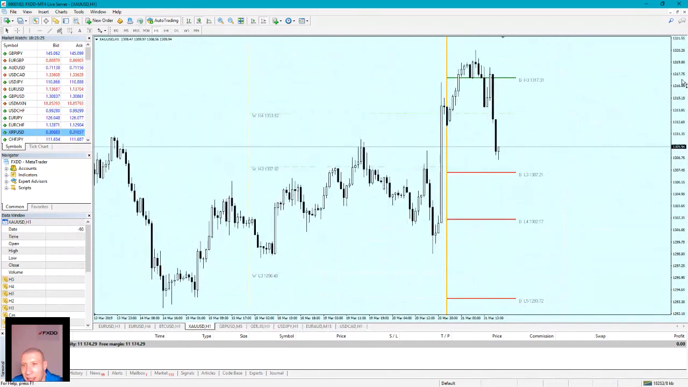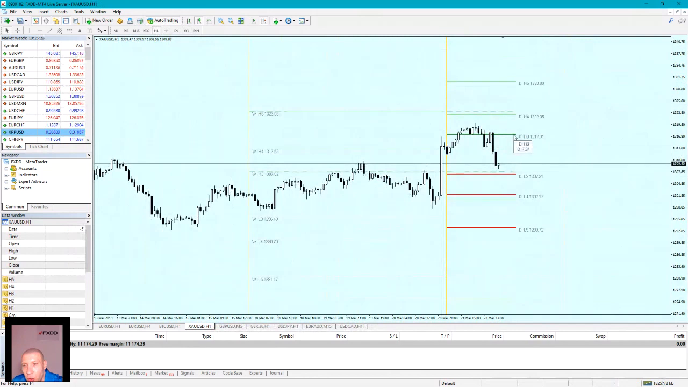Now, what do these lines actually mean? H3 and L3 are intraday support and resistance levels. Weekly H3 and L3 are intra-week support and resistance levels. Whenever the price is above weekly H3 on the 1 hour time frame, we say that the market is bullish. If the price drops below weekly L3 on the 1 hour time frame, it shows that the market is actually bearish.